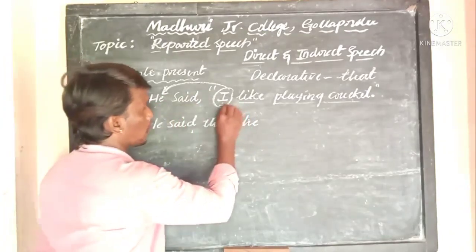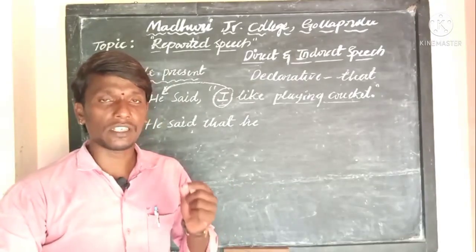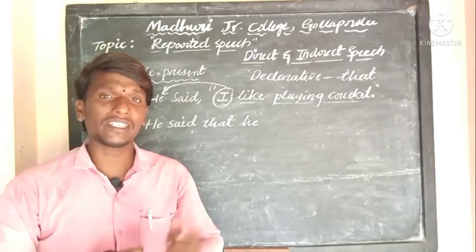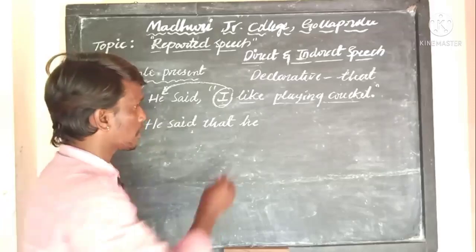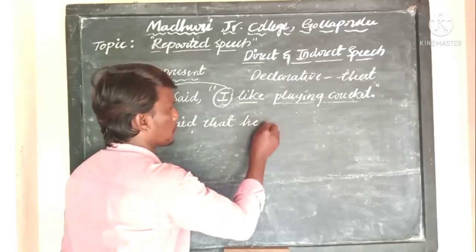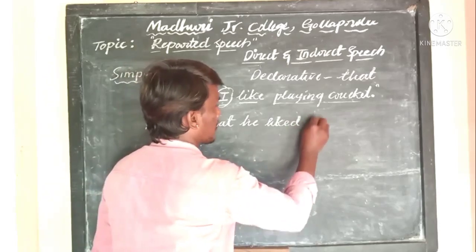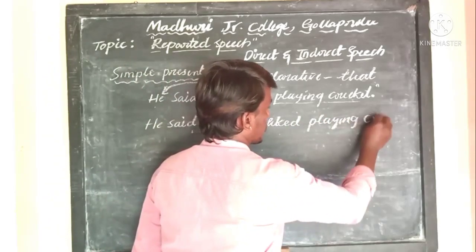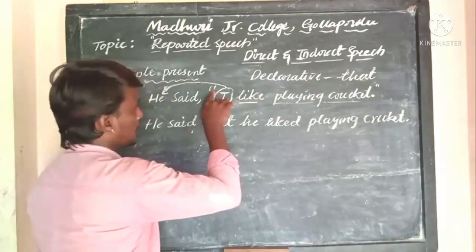And now, this is simple present tense. When you find a sentence in simple present tense, it should be written in the simple past tense. What is the structure of the simple past tense? Subject plus V2 plus object. Now you just change the V2 form of like, here: liked. He liked. What is the object here? Playing cricket.